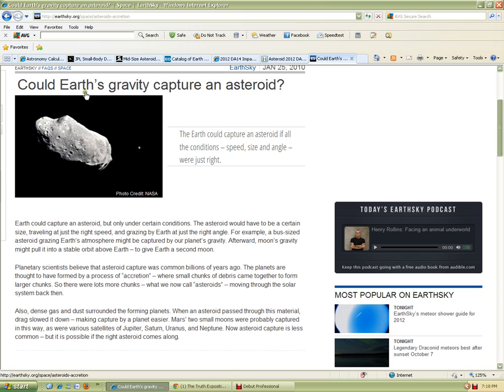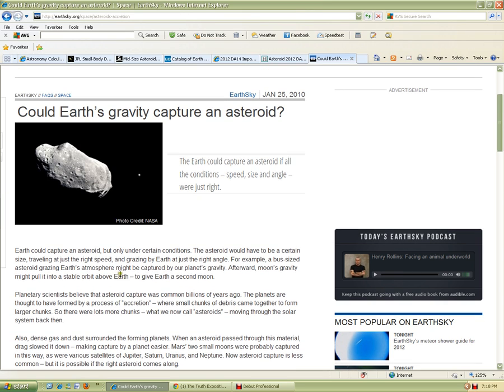It states, could Earth's gravity capture an asteroid? And I had that question as well. So let's read on here. It says the Earth can capture an asteroid if certain conditions are met, that would be the speed, size, and angle of the asteroid, if they were just right. So they have to be precisely a certain speed, size, and angle coming in.